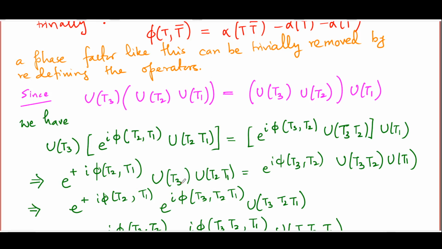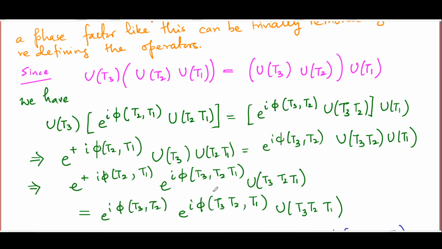Now this composition U(t3) U(t2 t1) leads to U(t3 t2 t1). I am writing this without a bracket because we know that symmetry group operations are associative. So it doesn't matter whether I put in a bracket or not. But this actually gives rise to an extra factor of e^{i phi(t3, t2 t1)}. On the right hand side, we also get an additional phase factor, but this time the phase factor is e^{i phi(t3 t2, t1)}. And of course, apart from that, the unitary operator involved is the same on both sides.